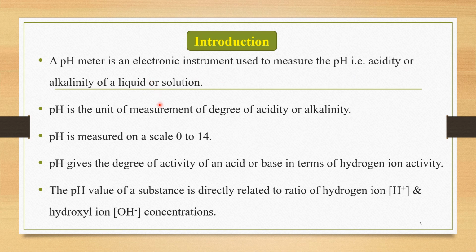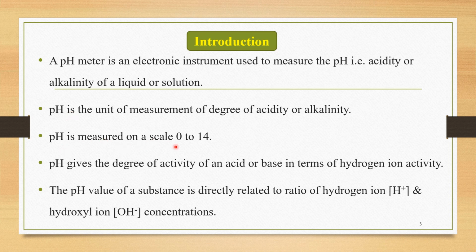If we want to find out the nature of a liquid or solution, whether it is acidic or alkaline in nature, that has to be done with the help of this pH meter. pH is the unit of measurement of degree of acidity or alkalinity. What degree of acidity is there for a particular solution, or what degree of alkalinity is there for a particular solution. So this unit of measurement is nothing but the pH.